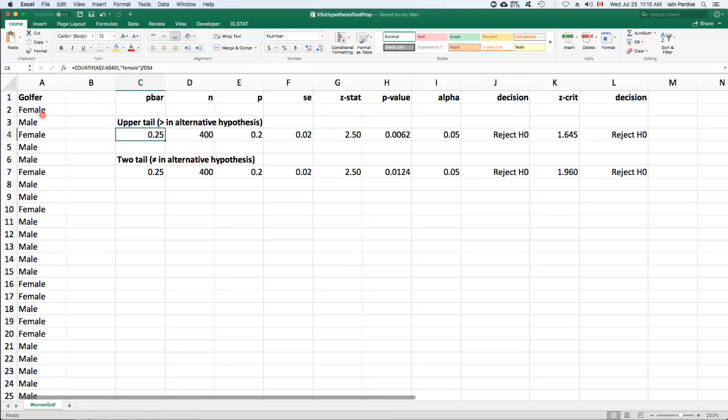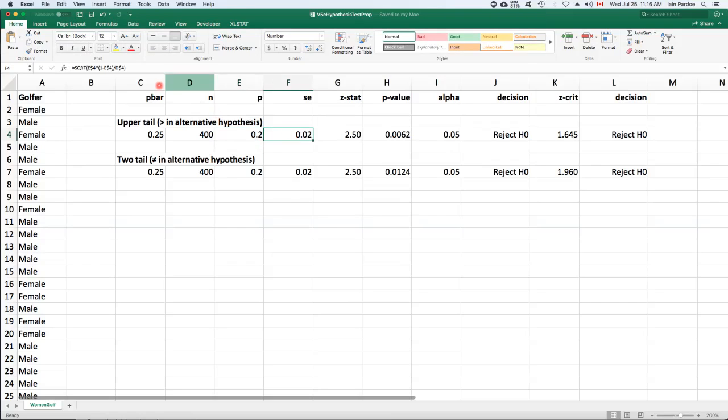There's 400 golfers in my sample and 100 of them are women. And so the proportion of women is 0.25. We're going to do a hypothesis test, an upper tail hypothesis test for the population proportion being in the null hypothesis less than or equal to 0.2, and in the alternative hypothesis being greater than 0.2.